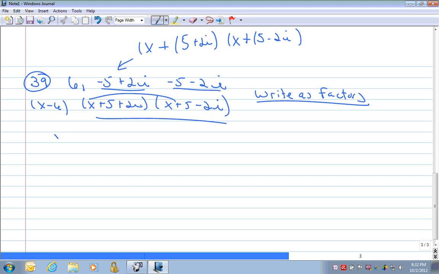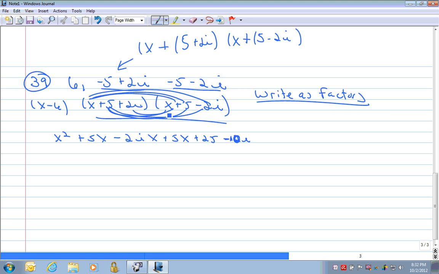So we have x times x is x squared. We have x times 5, which is positive 5x. We have x times negative 2i, which is negative 2ix. Then we go 5 times x and we have positive 5x. And then we go 5 times 5 and we have positive 25. And then we go 5 times negative 2i and we have a negative 10i. So really nothing's canceled yet.